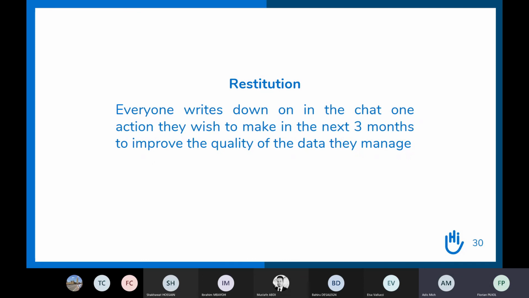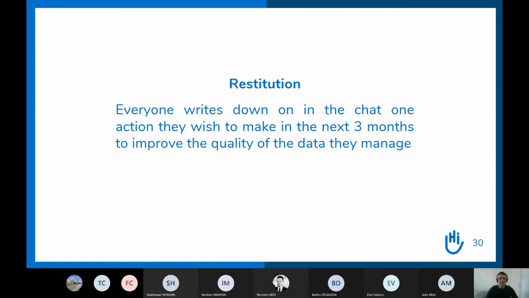If you had to keep one idea that you want to apply, what would it be? My proposition is that every one of you just writes one sentence in the chat of an action that you want to take to improve the quality of the data that is under your responsibility. Something that you can do in the short term, let's say in the next 3 months. It can be a bit more than that if you want. And write that down in the chat.